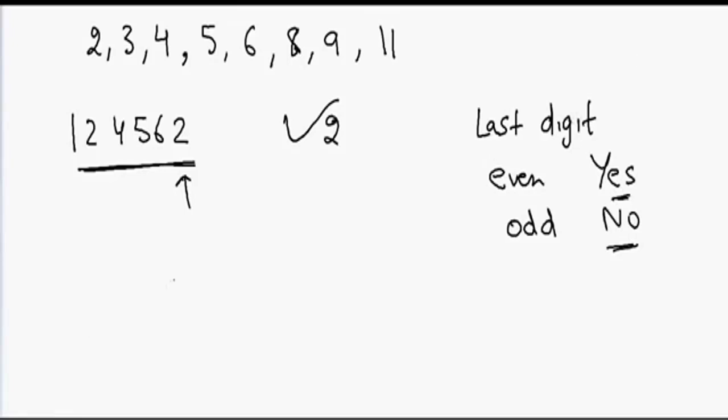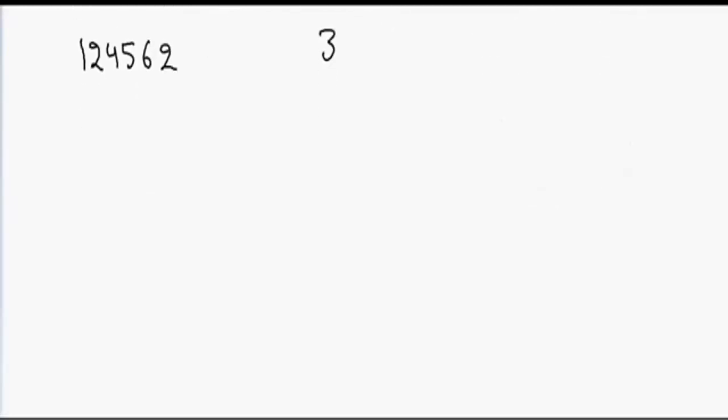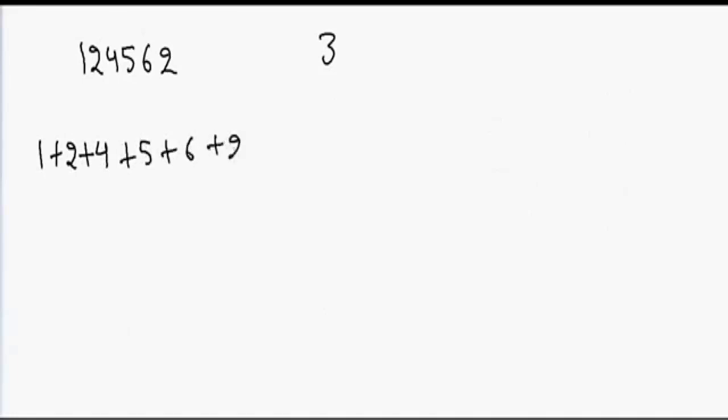Now let's talk about division by 3. If I have 124562 again, and I'm looking at whether it's divisible by 3 or not, in that case I'll add all these digits together. So I'll say 1 plus 2 plus 4 plus 5 plus 6 plus 2. That will give me 3, plus 4 is 7, plus 5 is 12, plus 6 is 18, plus 2 is 20. As you can see, 20 is not divisible by 3, so the number is not divisible by 3.